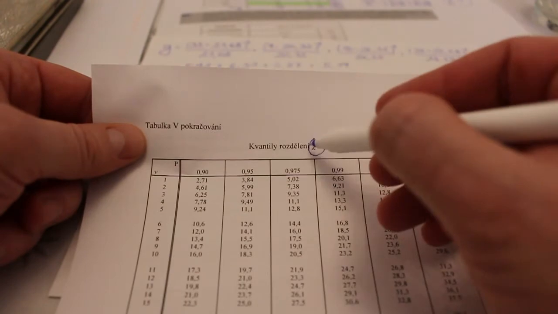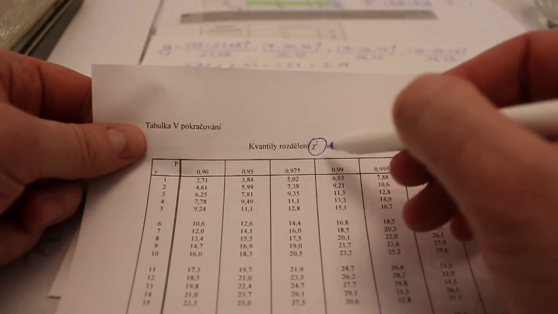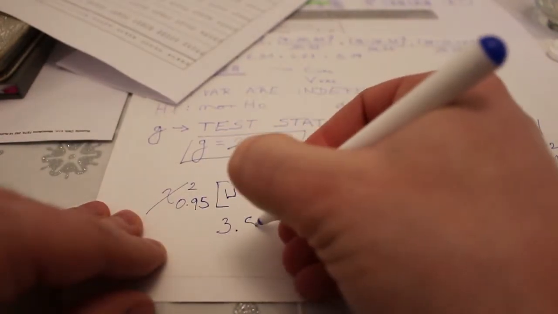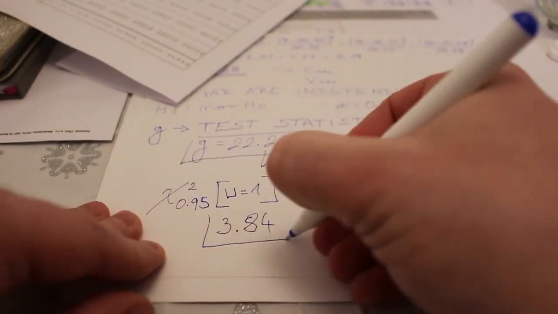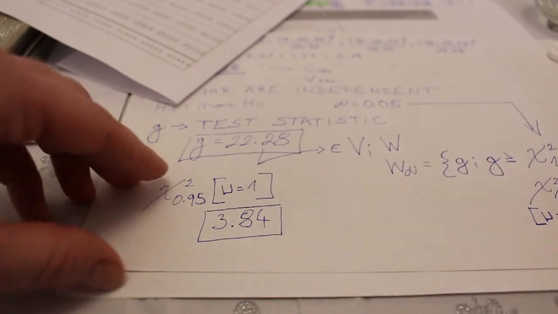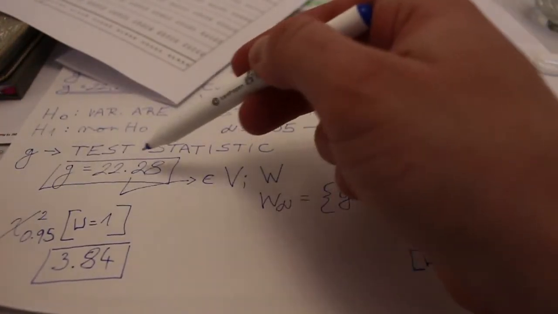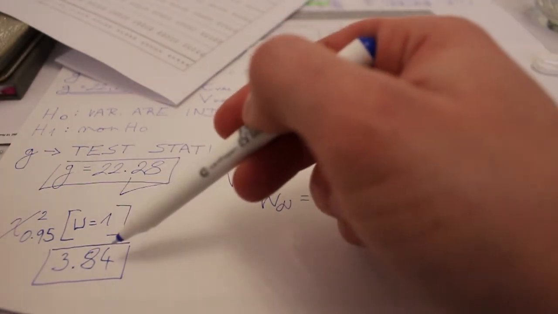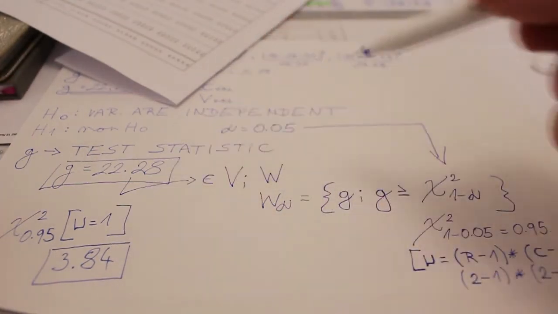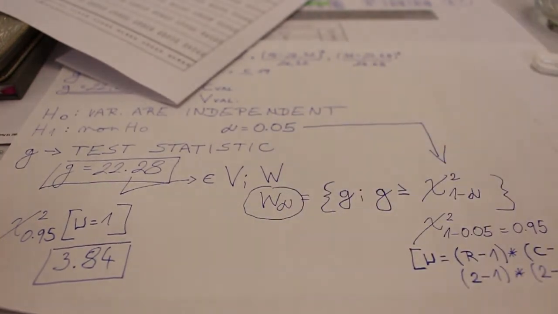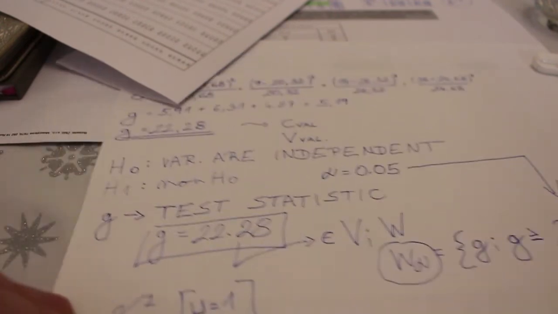3.84, and this is chi squared. Yes, chi squared. Okay, so 3.84. Now you are able to decide. If G, 22.28, is higher than 3.84, we enter the rejection region, and the zero hypothesis must be rejected at the 5% significance level.